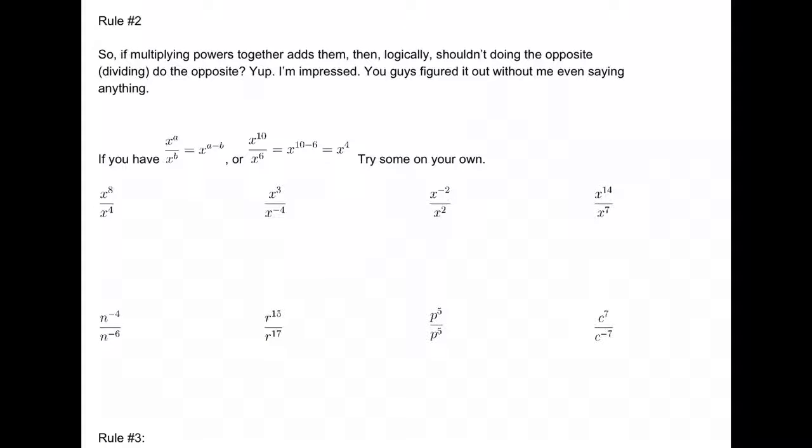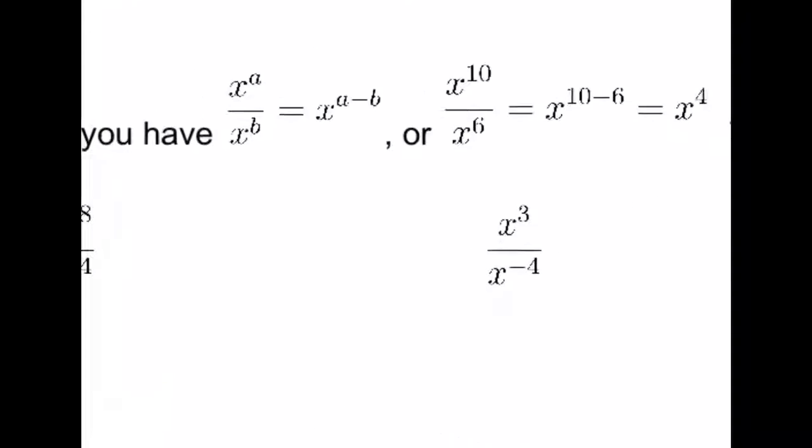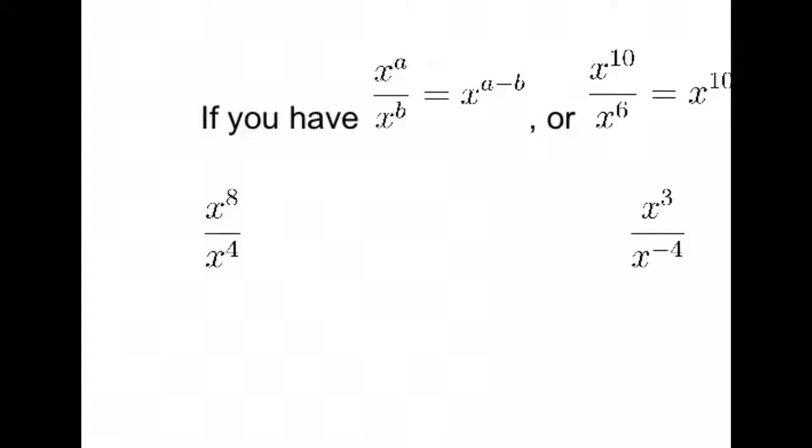Rule number 2. So if multiplying powers together adds them, then logically, shouldn't doing the opposite, dividing, do the opposite? Yep, I'm impressed. You guys figured it out without even me saying anything. If you have x to the a power divided by x to the b power, then we subtract those two exponents. So for example, x to the 8th divided by x to the 4th, this becomes x to the 8 minus 4, or just x to the 4th.